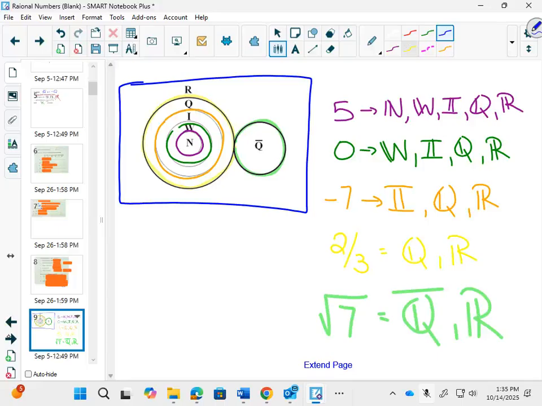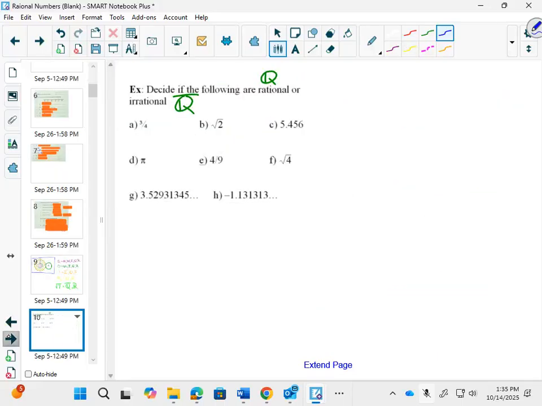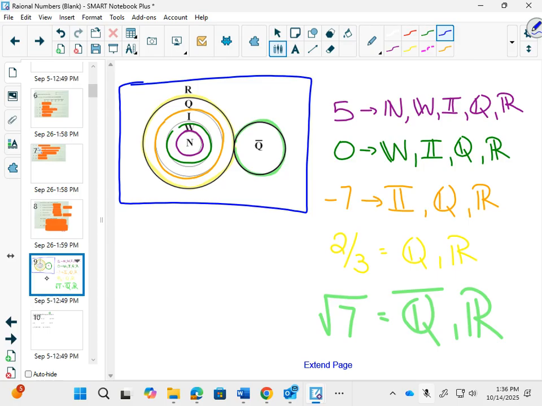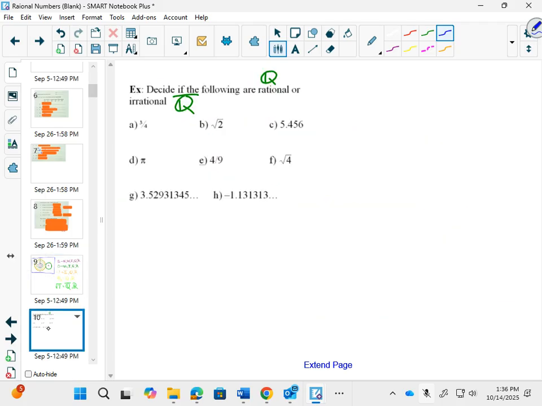So we're going to do some examples. And first of all, we're just going to see if we can figure out whether these are fractions or things that aren't fractions. Irrational or rational numbers. In other words, is it in the yellow circle or is it in the green circle? The highlighted yellow or the highlighted green? In order for something to be a rational number, these are all things that are possible fractions.